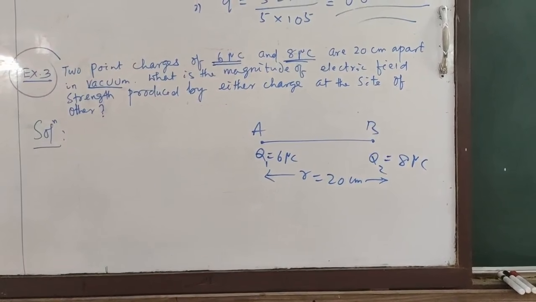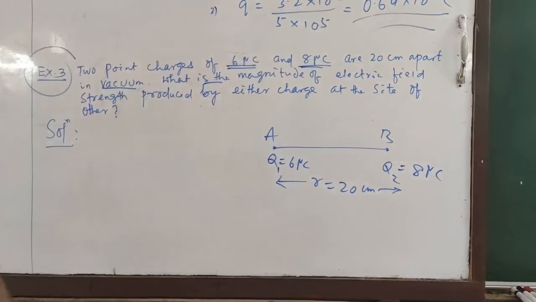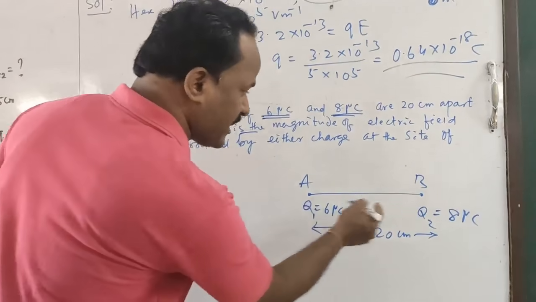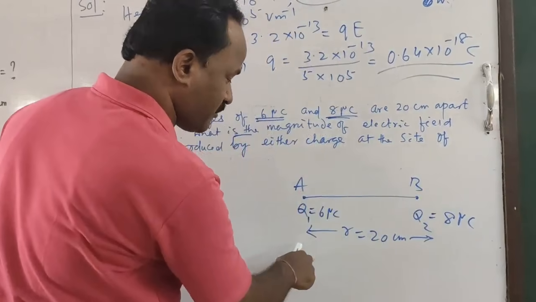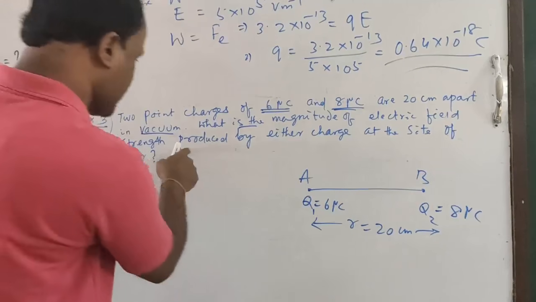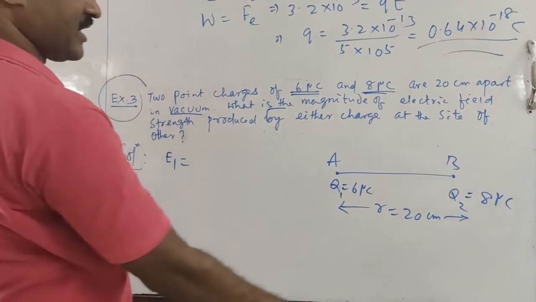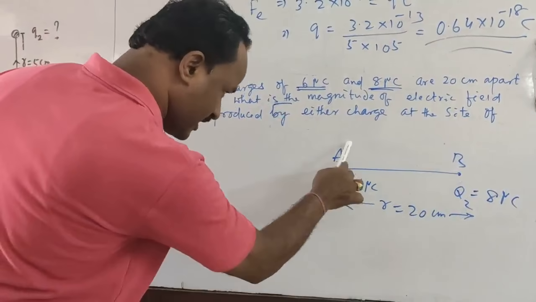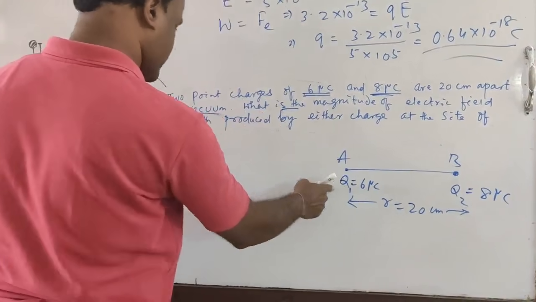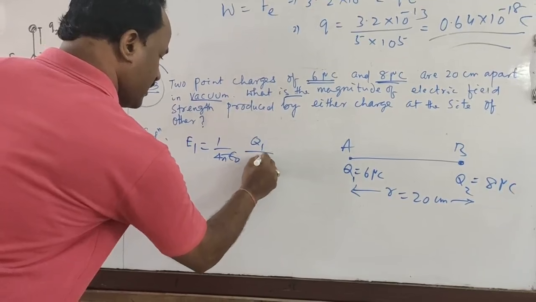So the question is asked, what is the magnitude of electric field produced by either charge at the site of the other? It means, if you consider Q1 as the source charge, its field is to be determined at point B. Similarly, if you take Q2 as the source charge, its field is to be determined at A. That is the answer. Let E1 be the electric field strength at point B due to Q1 charge. What is E1? It is 1/4πε0 Q1 divided by R square.